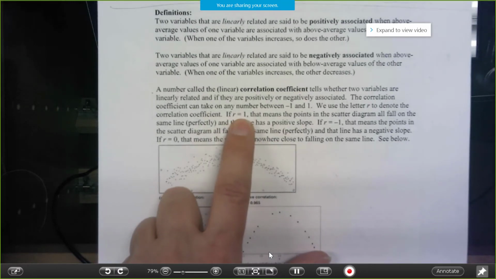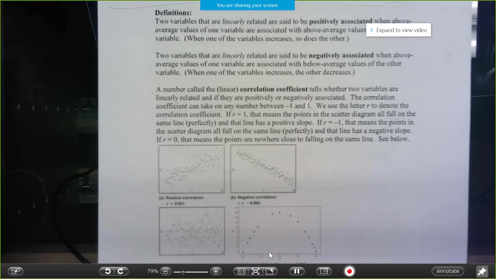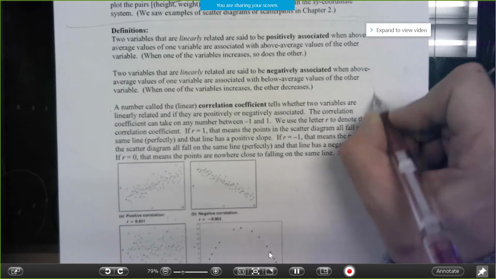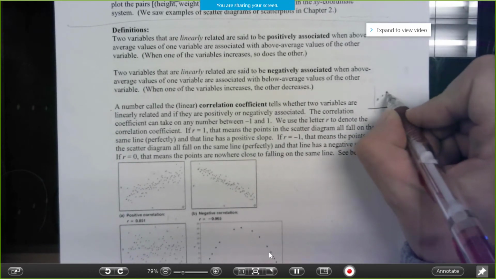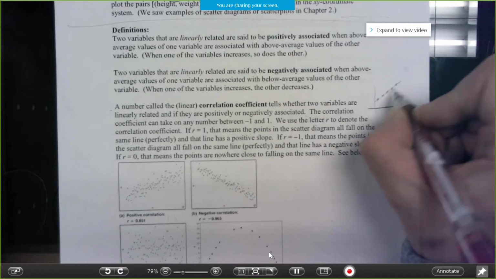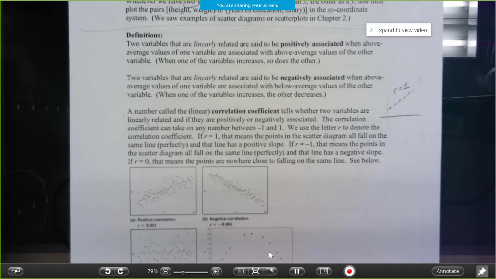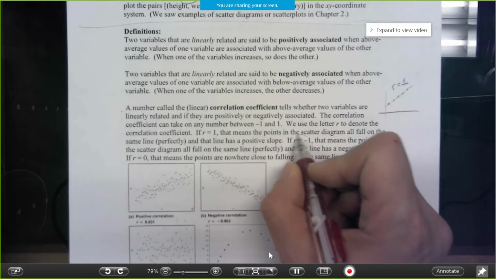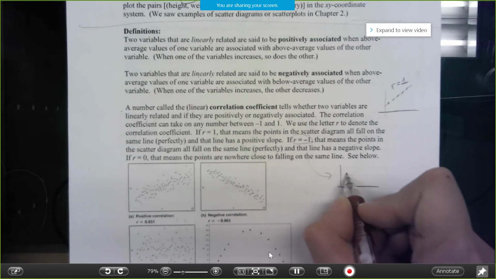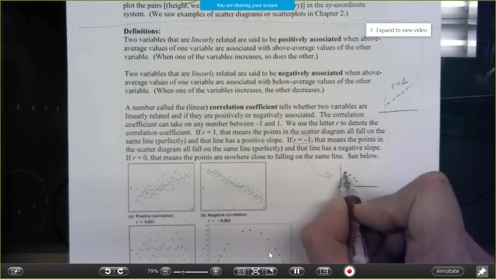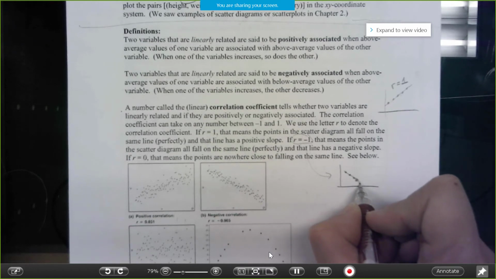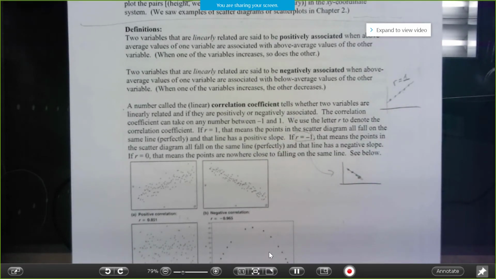If R is equal to 1, that means the points in the scatter diagram are perfectly on a line. So R equals 1 is the best it gets. Everything is exactly on a line. If R equals -1, they're still perfectly on a line. It just goes downhill instead, but it's still perfect. So the worst case scenario is 0. There's no relationship at all. Then they're just all over the place. It's just random.